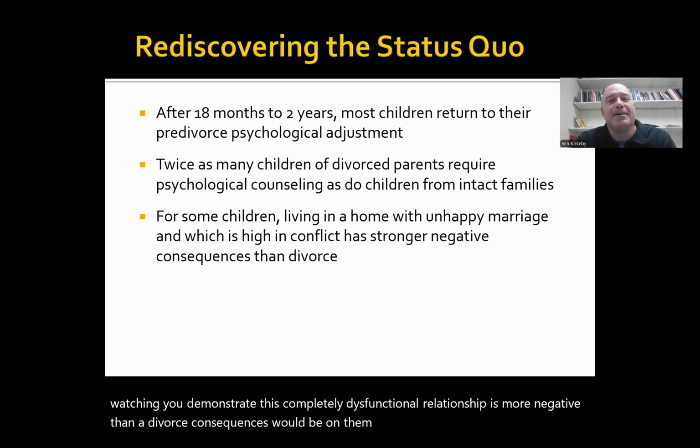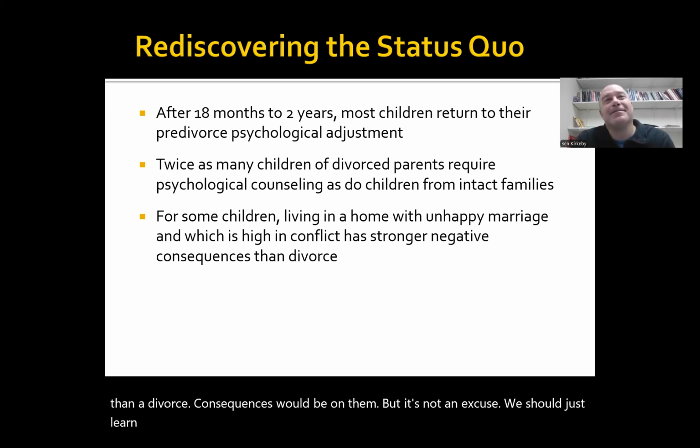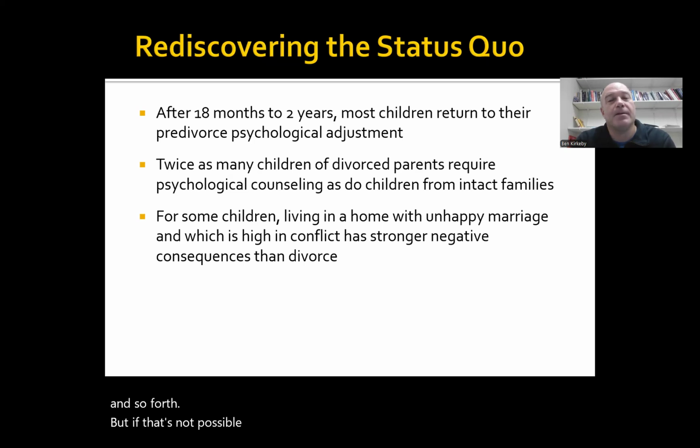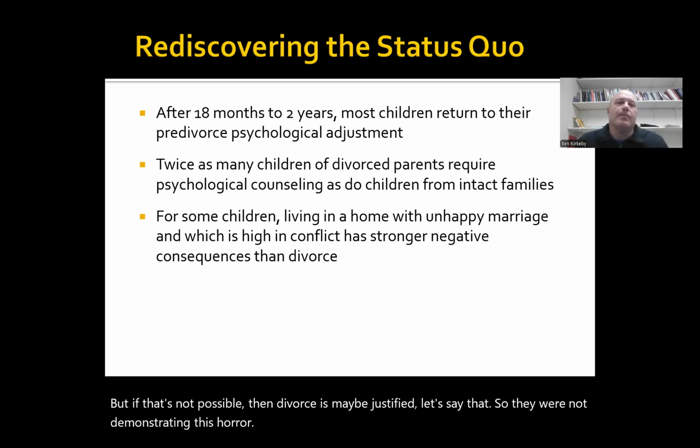But it's not an excuse. We should just learn how not to be at each other's throats and learn how to love each other and so on and so forth. But if that's not possible, then divorce is maybe justified, so that we're not demonstrating this horrible relationship to our children, right?